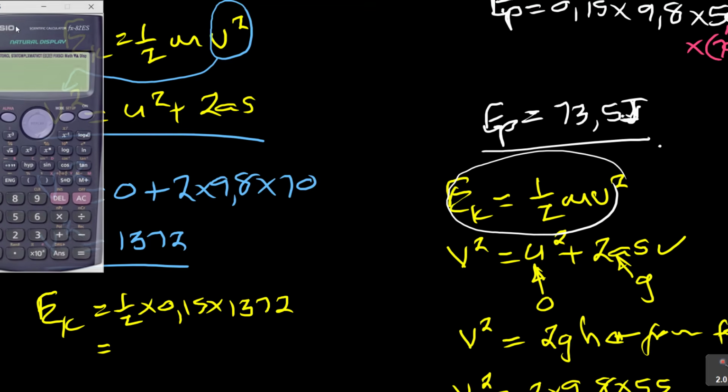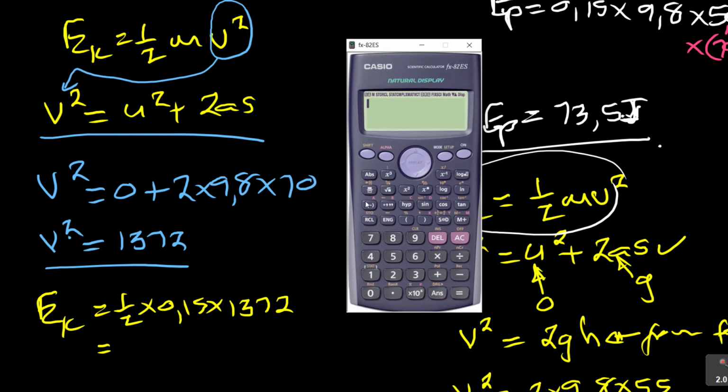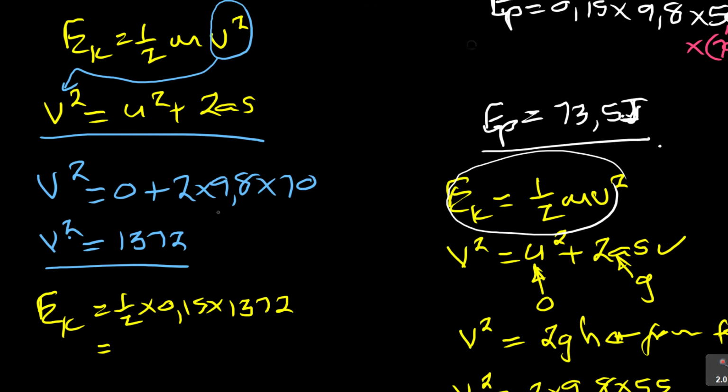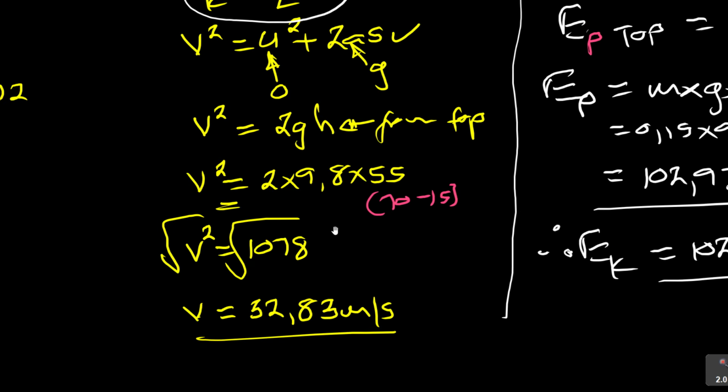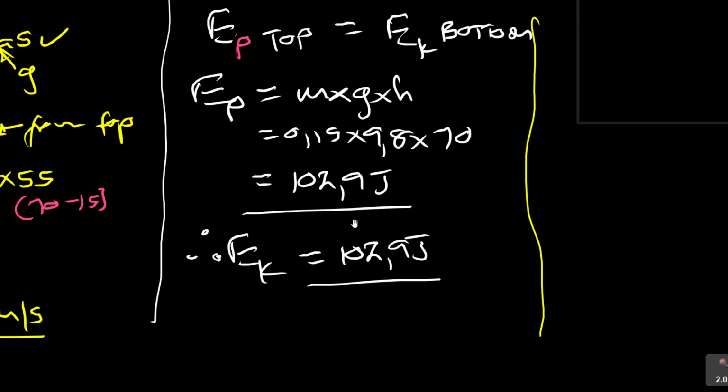And then if I do that, it will give me half times 0,15 times 1372, and then I'll get 102,9 joules, which is the same answer we got here, 102,9 joules. So this is that, guys. It depends how you want to approach it. All right, let's look at another one.